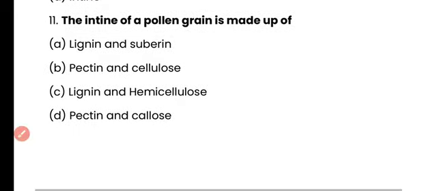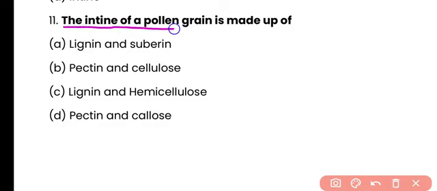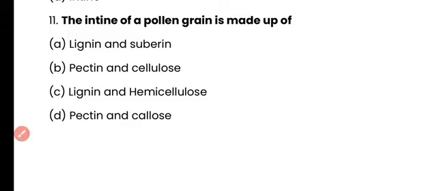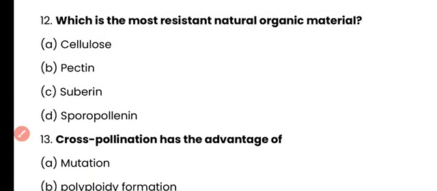Question number 11. The intine of a pollen grain is made up of lignin and suberin, pectin and cellulose, lignin and hemicellulose, pectin and callose. Correct answer is option B. पोलन ग्रेन की इनर मोस्ट लेयर जिसको इंटाइन का नाम देते हैं इट इज मेड अप ऑफ पैक्टिन एंड सेलुलोज और पोलन ग्रेन की आउटर मोस्ट लेयर जिसको एक्साइन कहते हैं दैट इज मेड अप ऑफ स्पोरोपोलिन. सो करेक्ट आंसर है ऑप्शन बी.